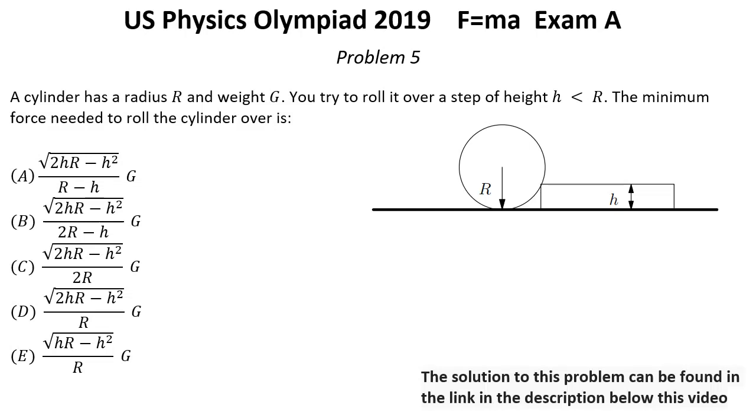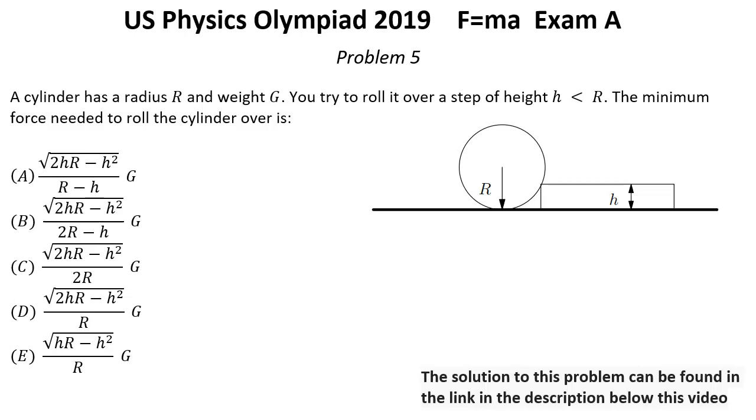Problem number 5. A cylinder has a radius r and weight G. You try to roll it over a step of height h less than r. The minimum force needed to roll the cylinder over is which of the following? Solution for problem number 5.